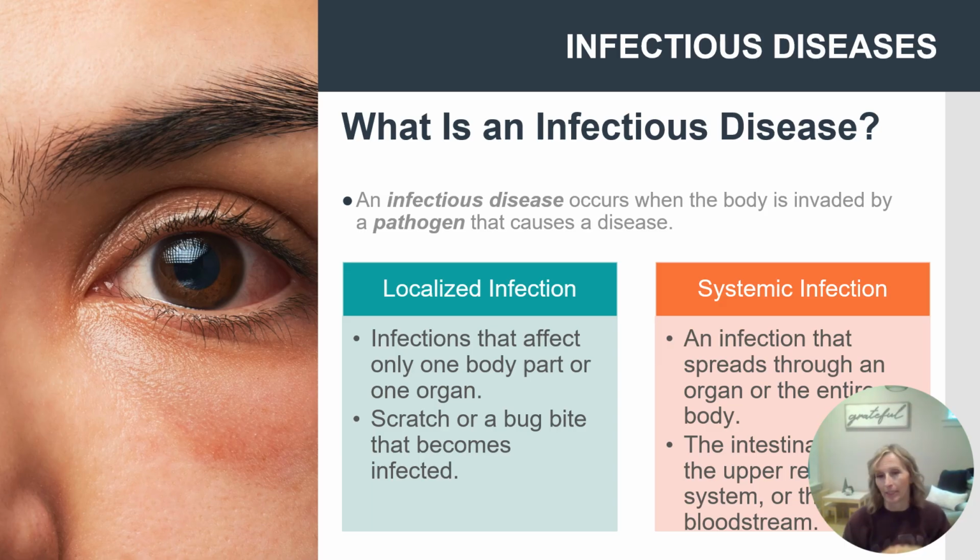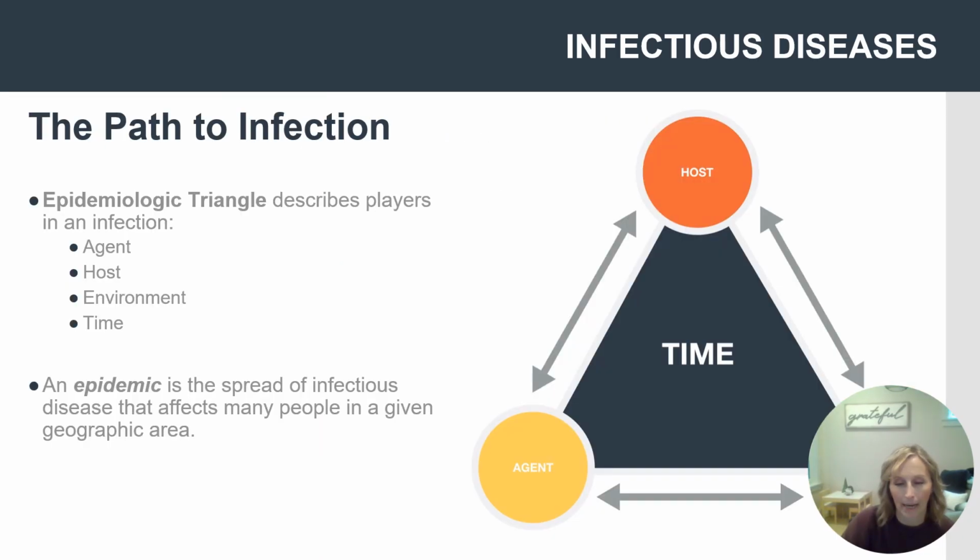It could become systemic in some cases, and this is when the infection isn't just going to be in that localized area, but it can kind of go and spread throughout the body. It can even go into the bloodstream, the intestinal tract, and so on. The picture you see right now shows someone who has conjunctivitis, which is basically having an infection in the eye, or we call it pink eye. So that is something that we do see from time to time.